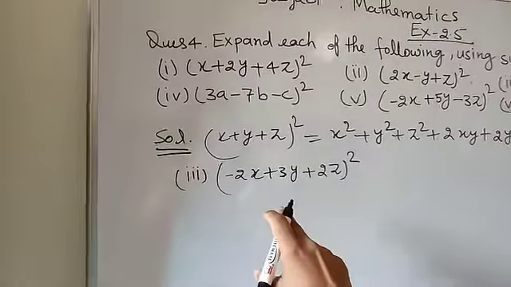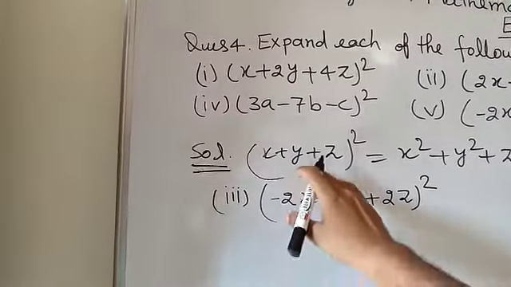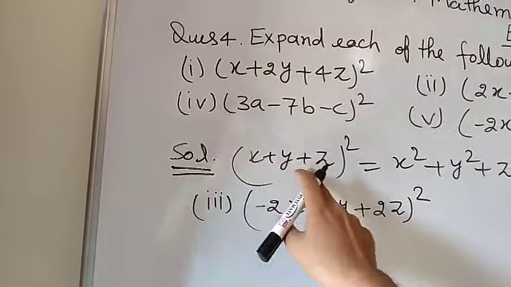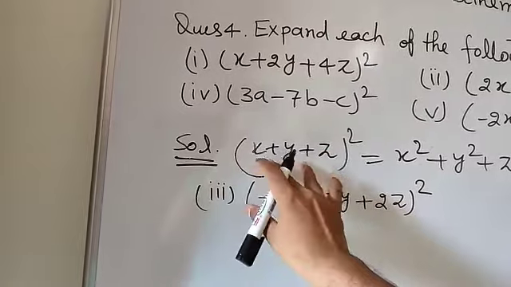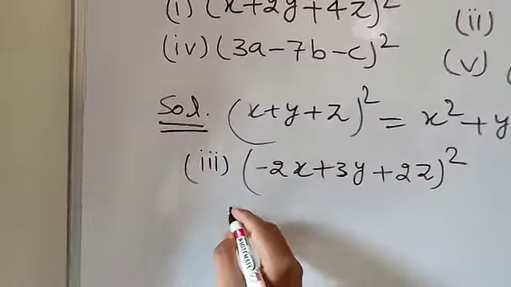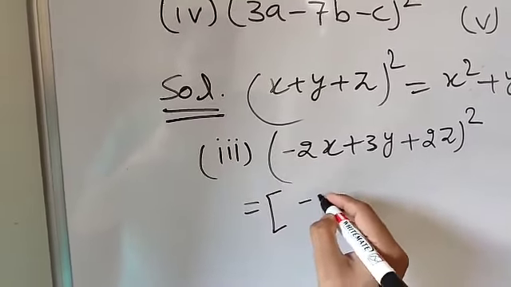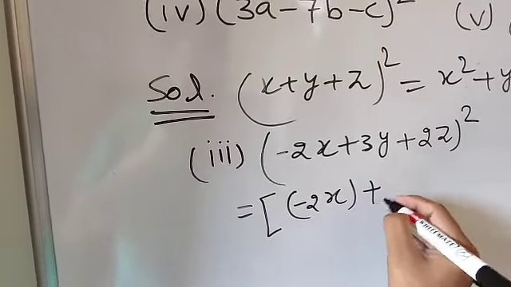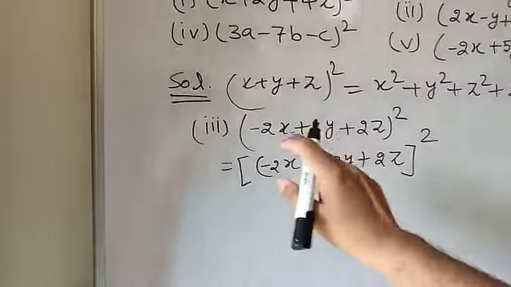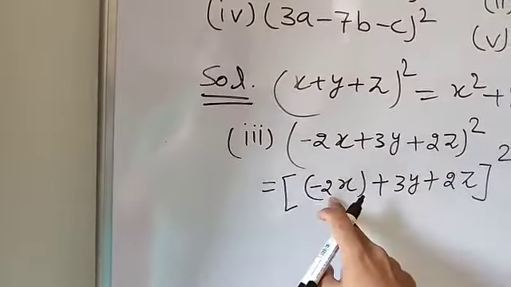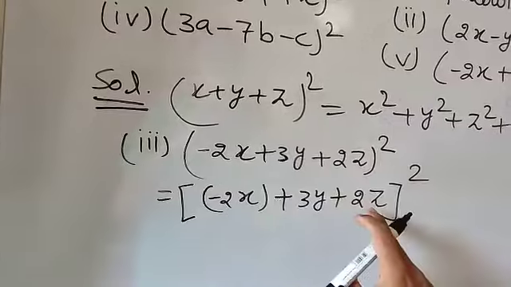Now students, here I have written the third part of the question: (minus 2x plus 3y plus 2z) whole square. If you compare with the identity, in the identity each term is positive, but here in your question it is given negative, and the identity is not given for the negative term. So you will write it as (minus 2x plus 3y plus 2z) whole square. Now compare with the identity: x is minus 2x, y is 3y, and z is 2z.